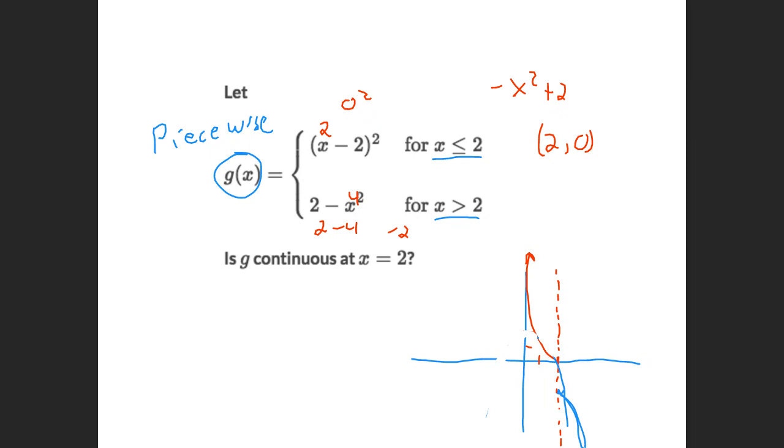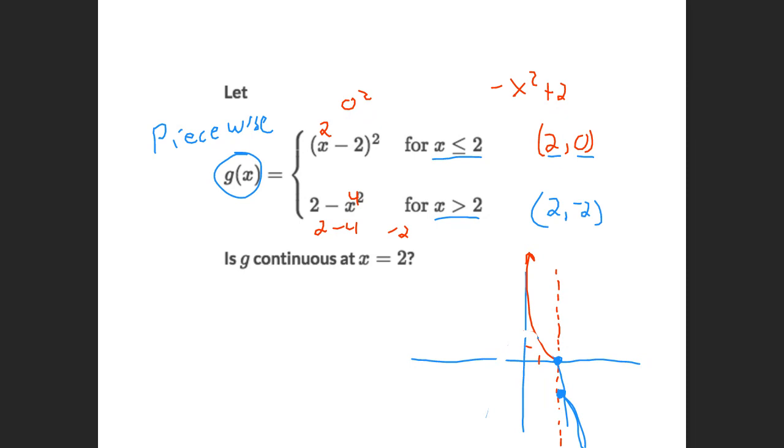If I plug 2 in here, 2 minus 2 is 0, 0 squared. So (2, 0) is a point on this graph. That's this point right here. And then if I put 2 in here, 2 squared is 4. 2 minus 4 is negative 2. So (2, negative 2) should be this point right down here. They don't connect. They're not the same point.